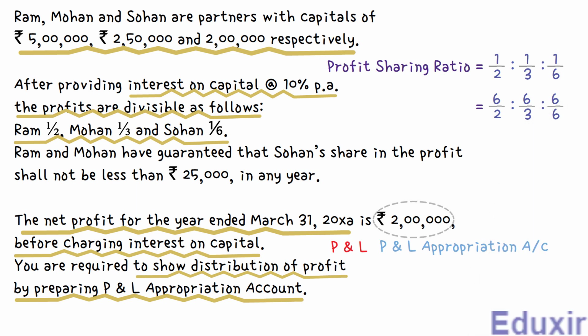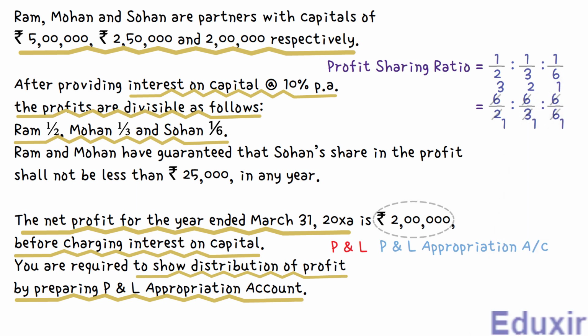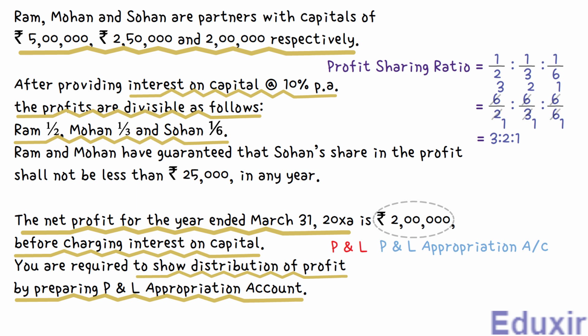Let's cancel the first fraction with 2. 2 ones are 2, 2 threes are 6. Let's cancel the second fraction with 3. 3 ones are 3, 3 twos are 6. Let's cancel the third fraction with 6. 6 ones are 6, 6 ones are 6. Now, the resulting value of this calculation is 3:2:1. This is the ratio in which the profits should be distributed among the partners.